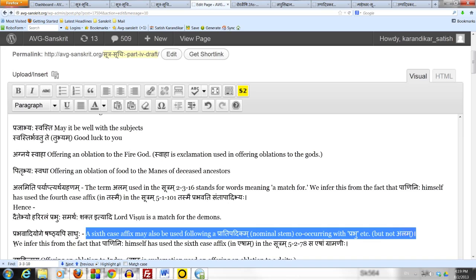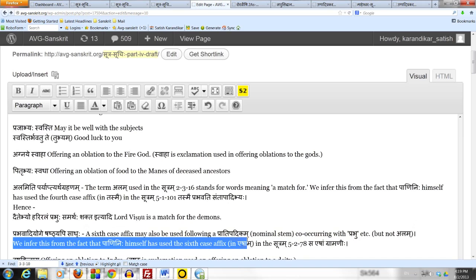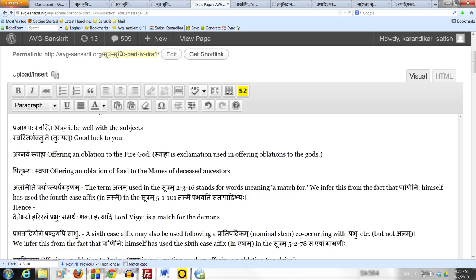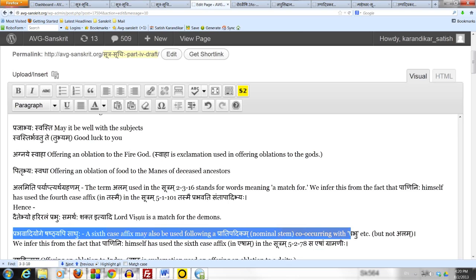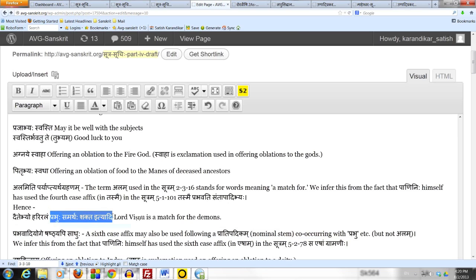How do we infer that? From the fact that Panini himself has used a sixth case affix in esham in the sutram 5.2.78, Sa eshang gramanihi. Here also we have a meaning similar to that of Prabhu. But Panini did not use the fourth case affix, he used the sixth case affix in esham. That tells us that the sixth case affix may also be used following a pradipadikam in conjunction with Prabhu, etc., meaning Prabhu, Samarthaha, Shaktaha, etc., but not with alam. If it's alam in the meaning of a match for, then only chaturthi has to be used.